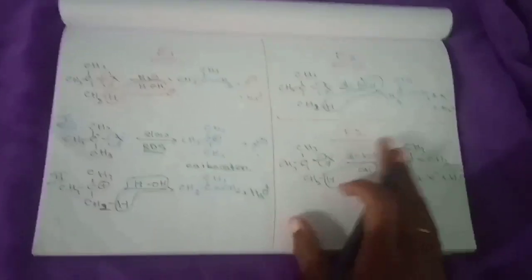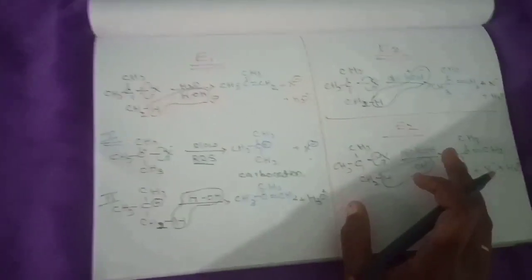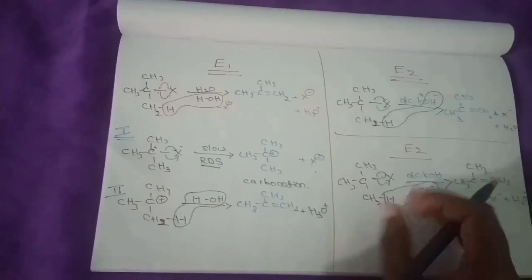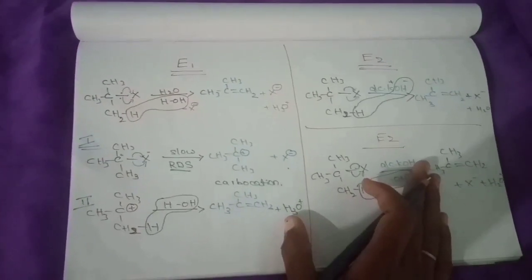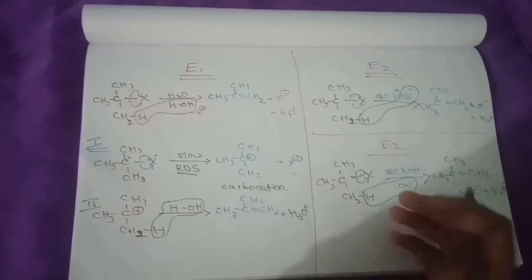I hope you understand this. In this reaction, there may be chances of formation of two products at a time. To find out the major and minor product, these reactions follow some rules, that is Saytzeff's rule and Hofmann's rule. I will explain Saytzeff's rule and Hofmann's rule in the next video.